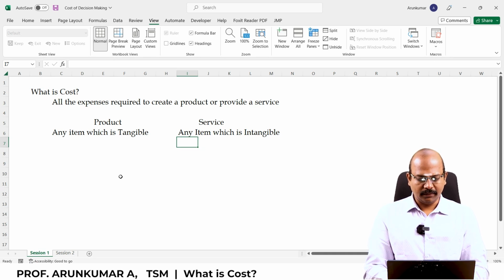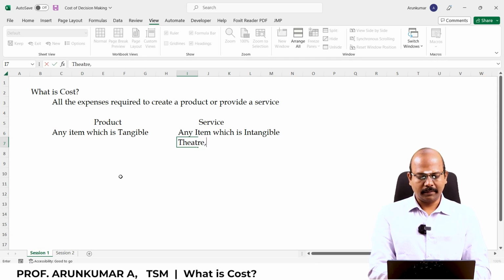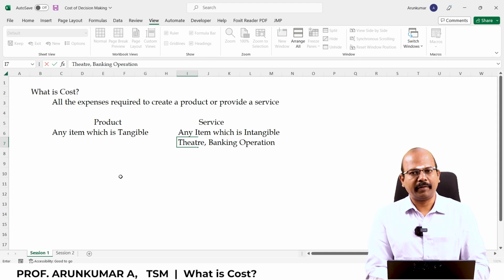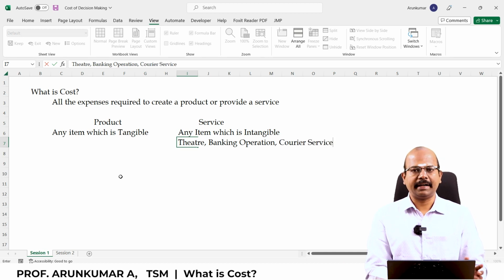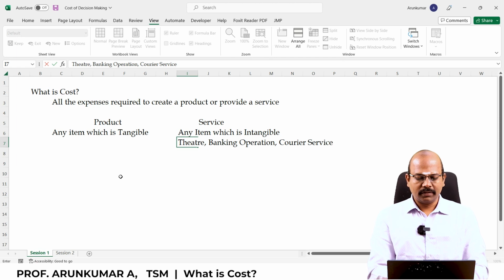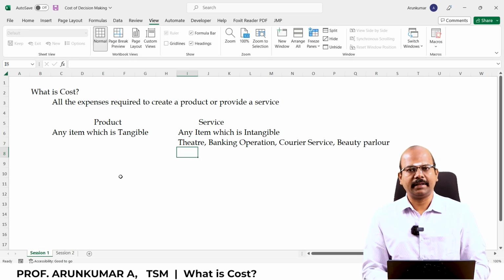Under service, what we mean is theater or banking operation. We go to a bank, and they provide the banking service. They are not giving us any specific tangible product. So it is one of the services. And courier service, this is again a service. They are transporting material from one place to another place. They are not giving us any product. They are transporting our own product. So this is one of the services. In a similar manner, a beauty parlor is another service. So like that, various services are there.